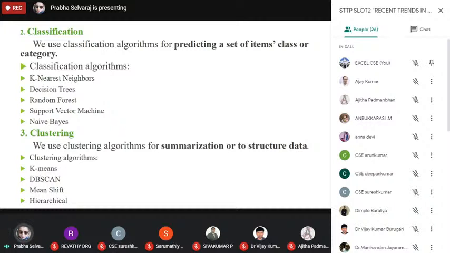And whenever you want to summarize or structure the data, then we will be going with clustering. Based on the similarity, we will be able to group it. So in that case, we'll go with a clustering algorithm: K-means, DBSCAN, mean-shift, hierarchical.